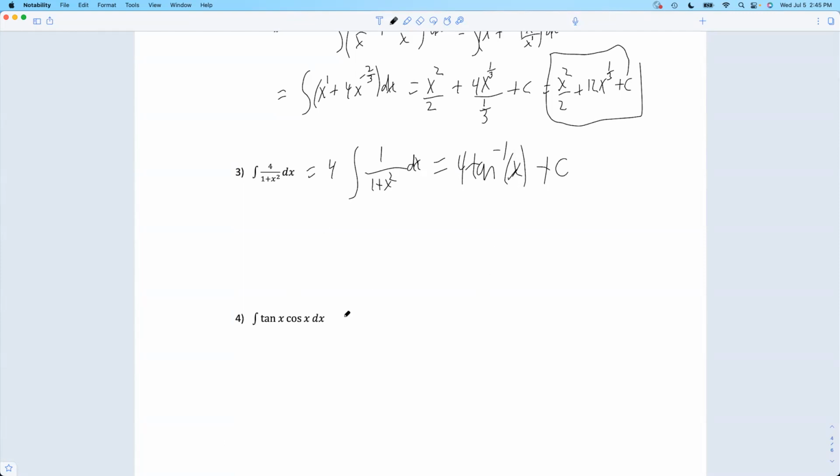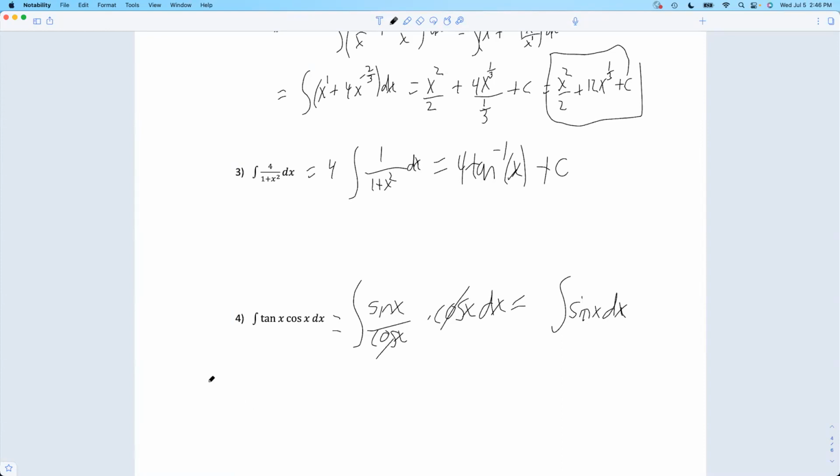Okay, what about this one? This one looks like it's going to be really hard. Let's do a little bit of trig on it. What is tangent? Anytime you see tangent, first thing you should think is sine over cosine. Hey, look, one of the cosines will cancel. No calculus was done there. That's just trig. I want the antiderivative of sine. This is where you're going to mess up your pluses and minuses.